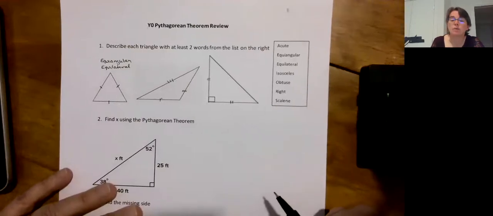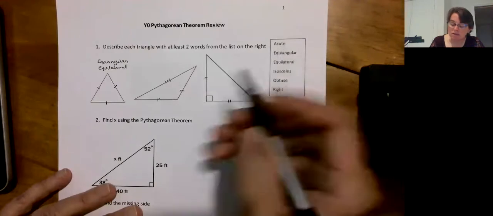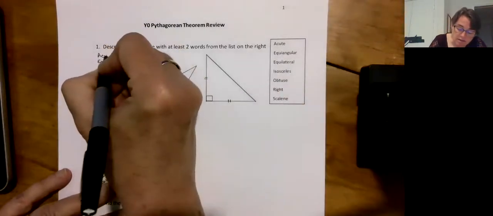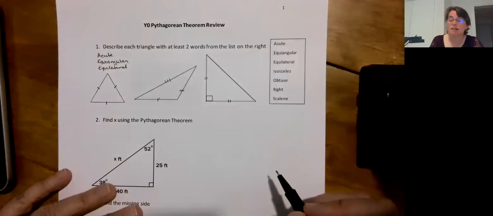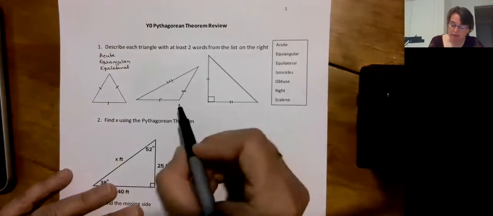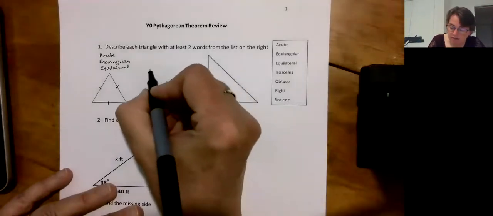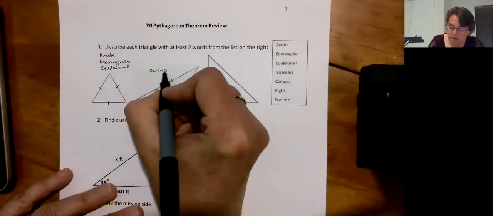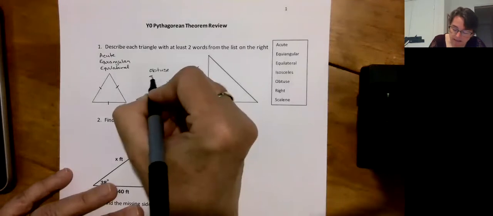And then there's that cool geometry rule that the biggest side is opposite the biggest angle. So if all the sides are the same, all the angles are the same. We can also use a third word, which is acute, because all the angles are 60 degrees, so they're under 90. Now this one, you can see this angle here is over 90, so this one is obtuse. And because all 3 sides are a different length, it's scalene.